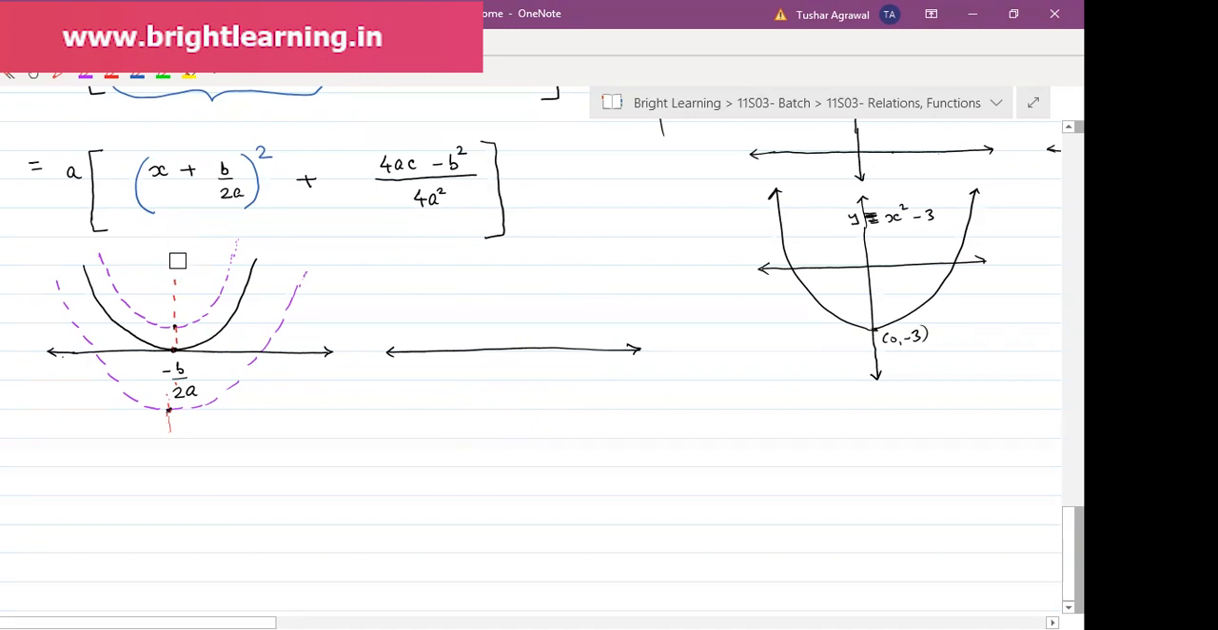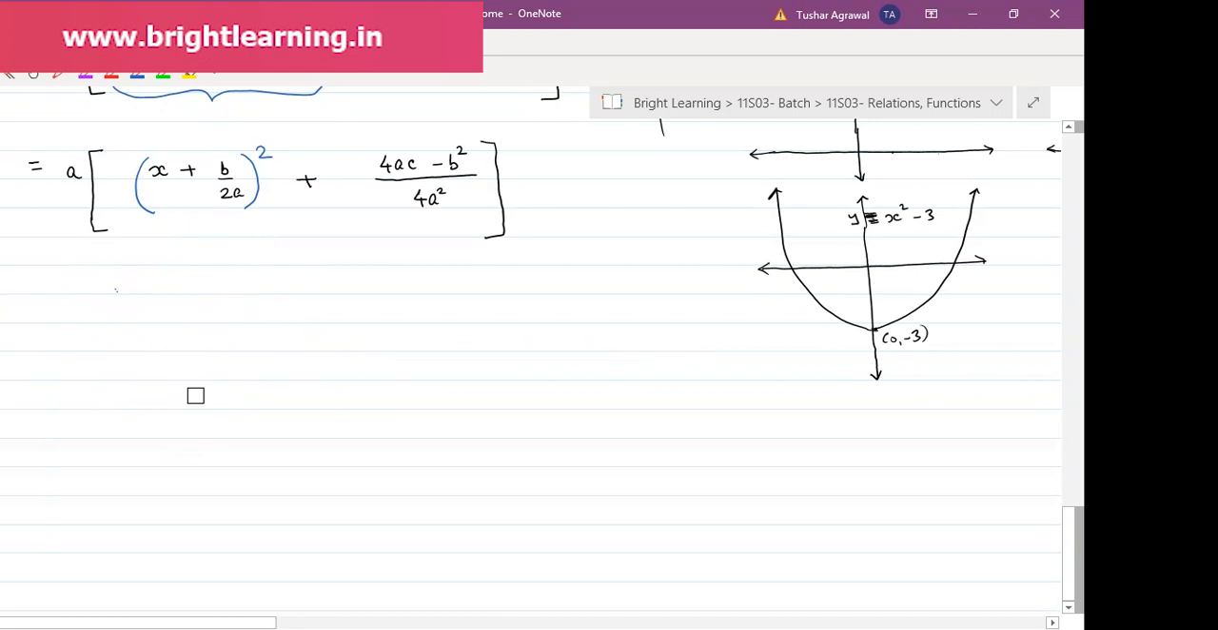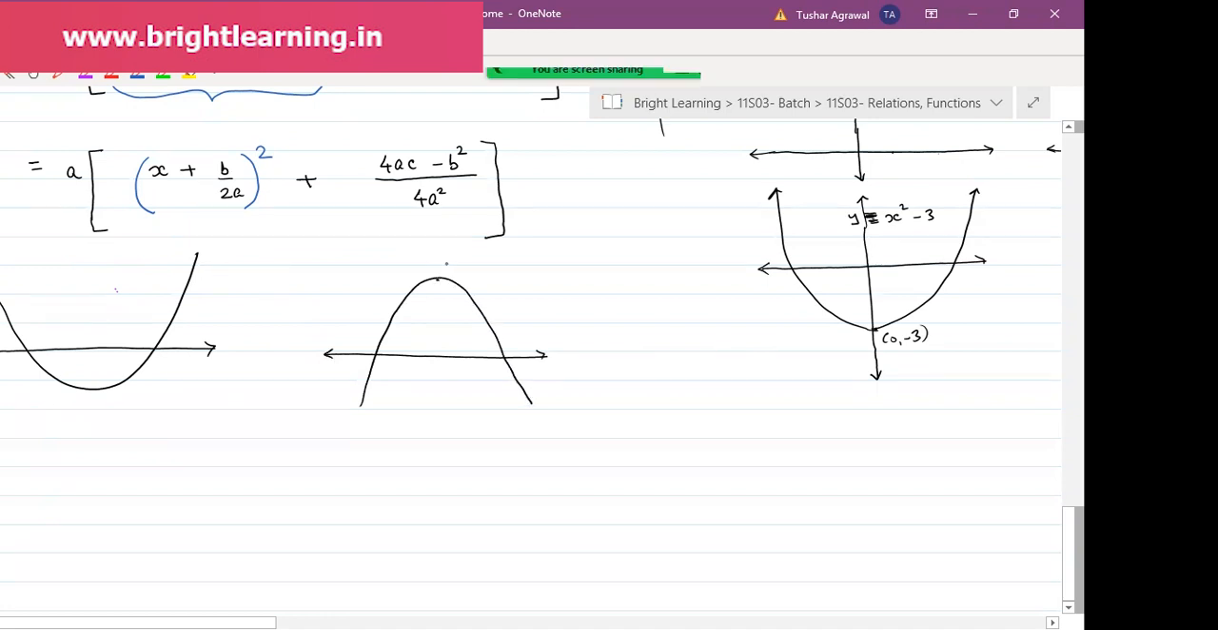So the final graph, I will just draw the result. Only two cases. Either this or this. Whether or not it will intersect the x-axis at 2 points, that depends.